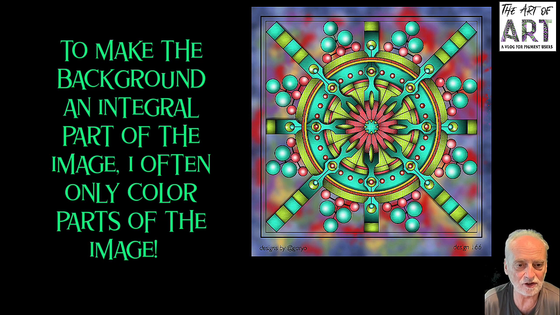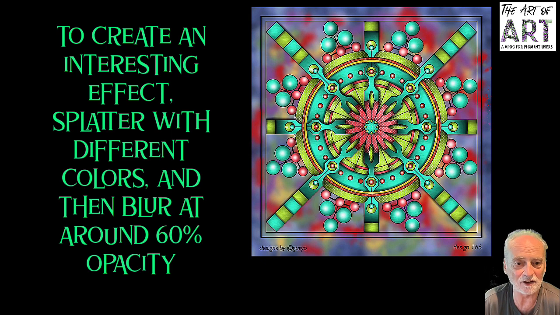Now you'll notice that I've actually got splashes of different colors in the background too. And what I've done is I've gone back to the splatter brush, I've picked different colors from the image, and I've splattered them across, and then I've blurred it at about 60% opacity. So they're more dominant and obvious than the splatters that were blurred at 100%.